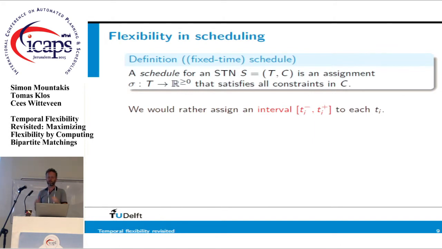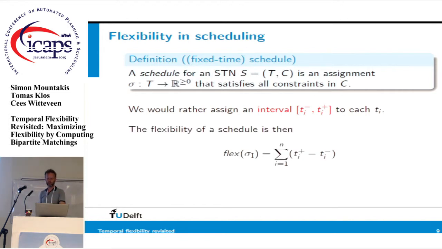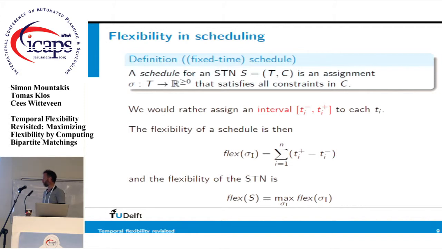We call this flexibility. So the flexibility of a schedule we measure as the sum of the lengths of all the intervals assigned to the variables. And of course, what we want to find for a given STN is a schedule that has maximum flexibility. So you maximize, and then the flexibility of the STN itself is defined as this maximum over all the possible assignments of intervals. So which intervals should we use?